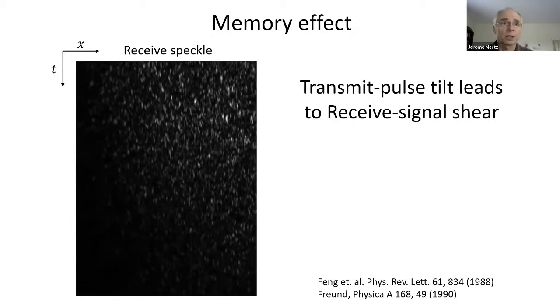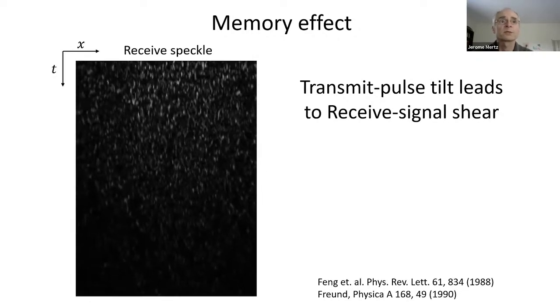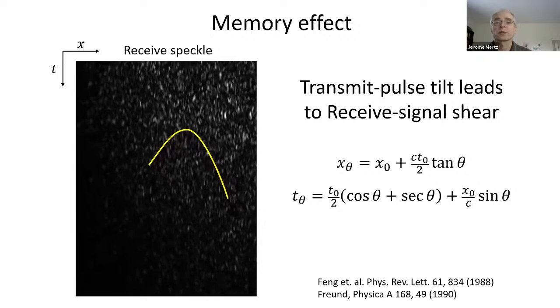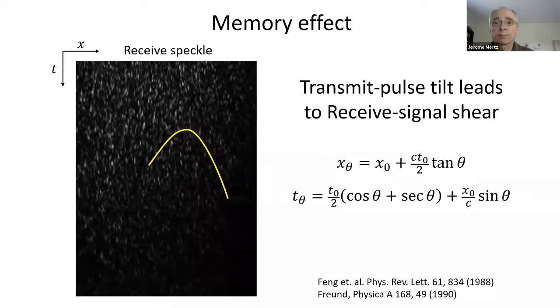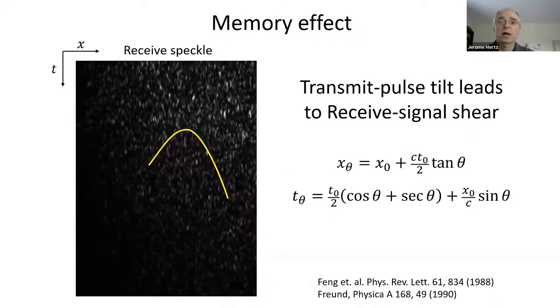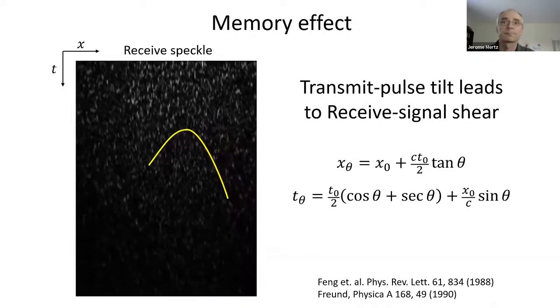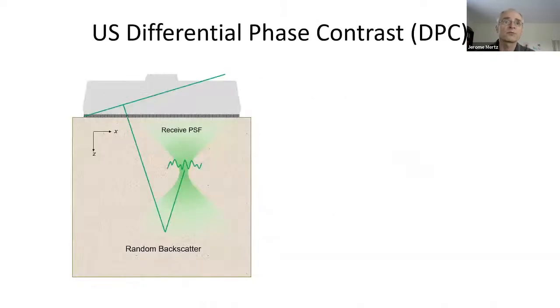And so it's very remarkable. It's well understood, and each one of these speckle grains follows a trajectory that obeys a very simple mirror reflection law, which is described by these two equations. So you get shifts in both space and time. And so we're going to use this to do phase imaging.